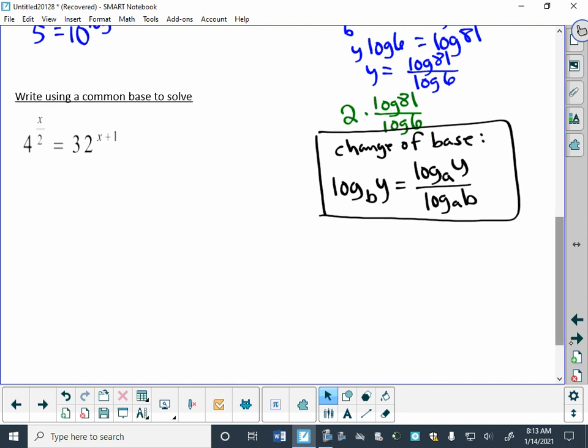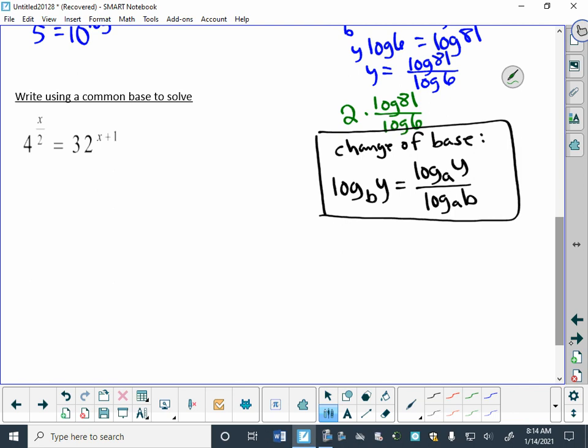Got a couple more things on the note page here. So we're going to come back to the change of base formula here in a little bit. For this, I'm writing using a common base to try to come up with a solution. This is a problem we should be able to do without a calculator. That's kind of the point of this.